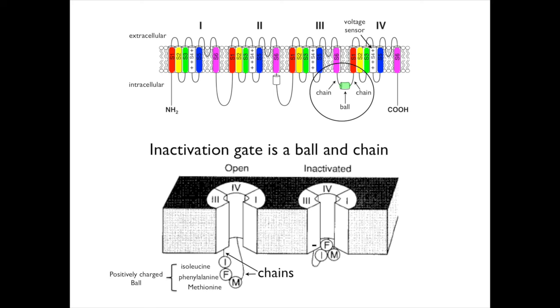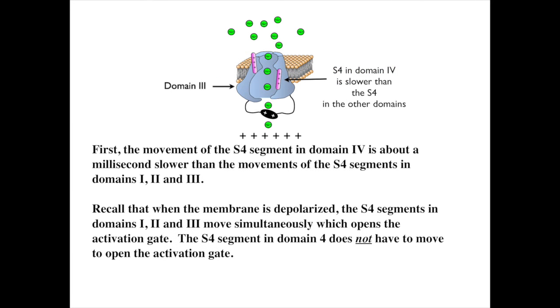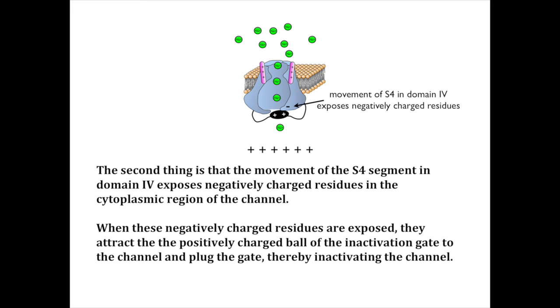There are 2 other pieces of information that you need to know in order to understand how the ball and chain work. The first is the movement of the S4 segment in domain 4 is about a millisecond slower than the movements of the S4 segments in domains 1, 2, and 3. Recall that when the membrane is depolarized, the S4 segments in domains 1, 2, and 3 move simultaneously, which opens the activation gate. The S4 segment in domain 4 does not have to move to open the activation gate.